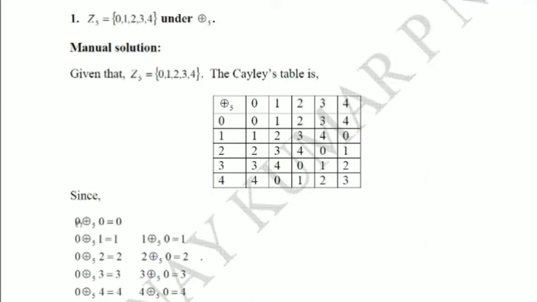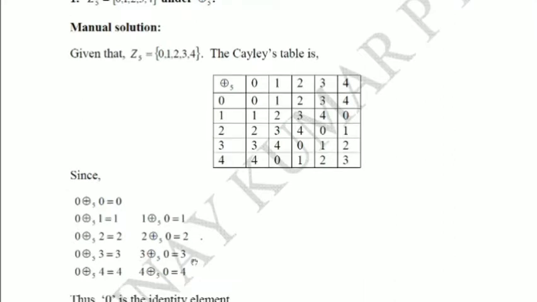A is 0, E is 0, so 0 plus 0 is 0. A is 1, E is 0, 1 plus 0 is also 1. 2 plus 0 is also 2. 3 plus 0 is also 3. 4 plus 0 is also 4. So left and right identity laws both are holding.